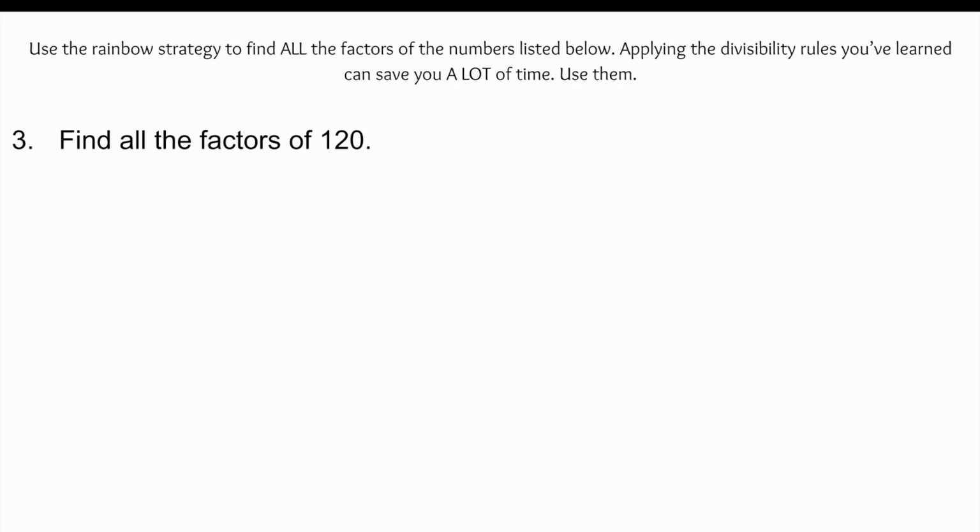Use the rainbow strategy to make sure you're not skipping any factor. Don't go on to the next number unless you've determined that a number is or is not a factor of 120. For example, when you're determining if 7 is a factor of 120, don't just guess yes or no and go on to 8. Actually do the long division or apply a rule if you know one. Hint, there is no rule for 7.